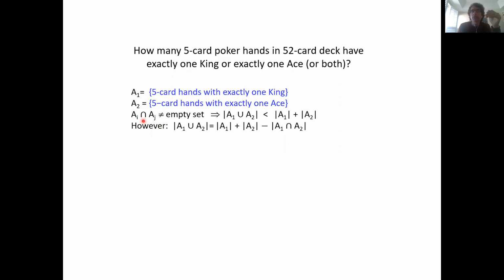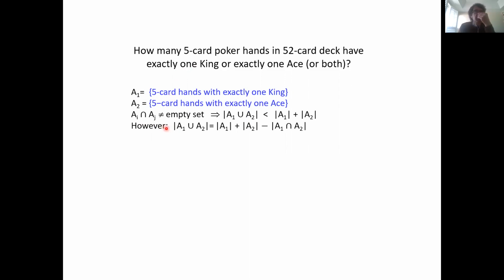Okay, let's use it in one of the card playing examples. How many 5-card hands have exactly 1 king or exactly 1 ace, but also both possible? It's not an exclusive or. Okay, so let's count. Let A1 be hands with exactly 1 king. Let A2 be hands with exactly 1 ace. And now the intersection is non-empty because you can have 1 king and 1 ace in your hand.